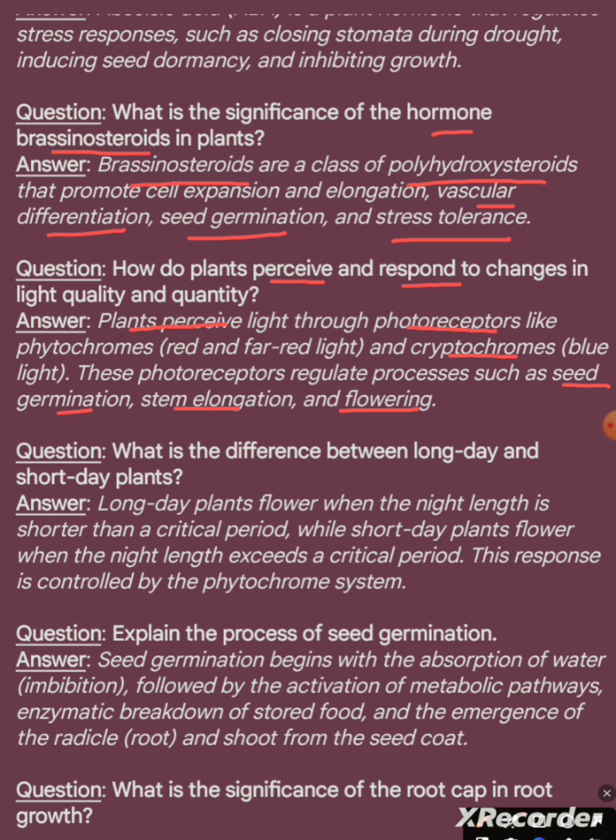Next question. What is the difference between long day and short day plants? Answer: Long day plants flower when the night length is shorter than the critical period, while short day plants flower when the night length exceeds a critical period. This response is controlled by the phytochrome system.